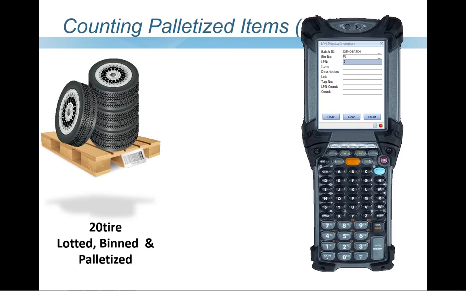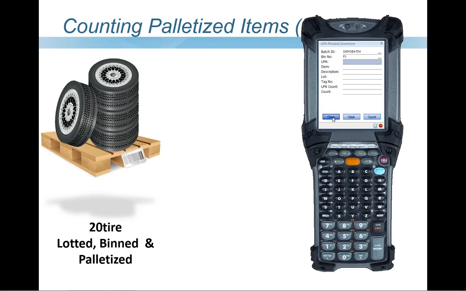When I scan the next license plate number, in this particular case, this item is not stocked in this particular bin, so it's coming up as an extra tag. From here, we continue to add in the additional information by typing in the count quantity and depressing Enter.